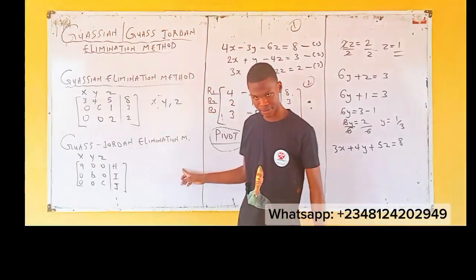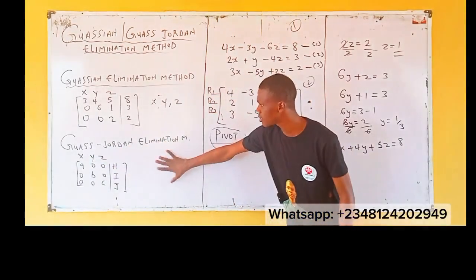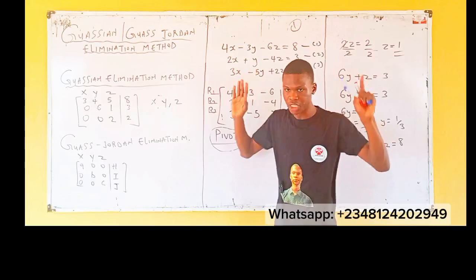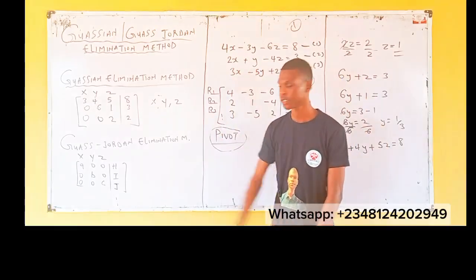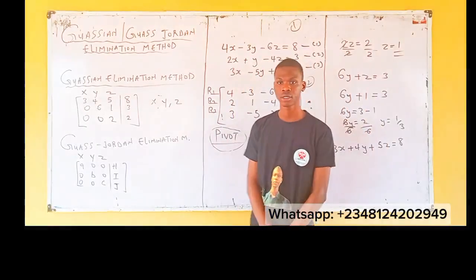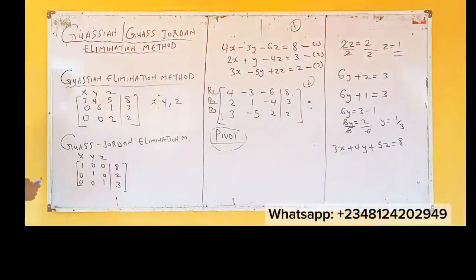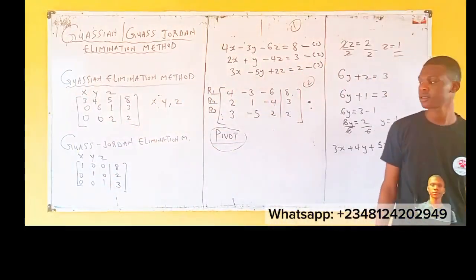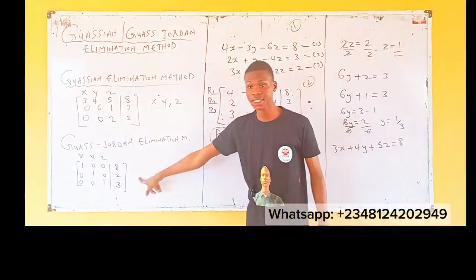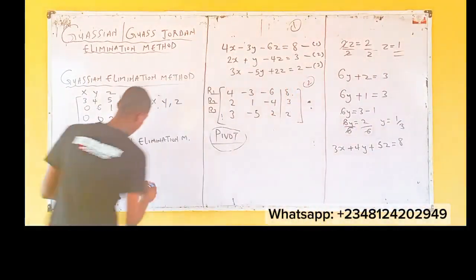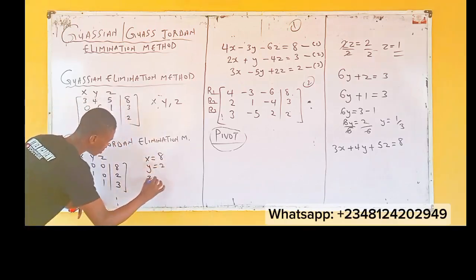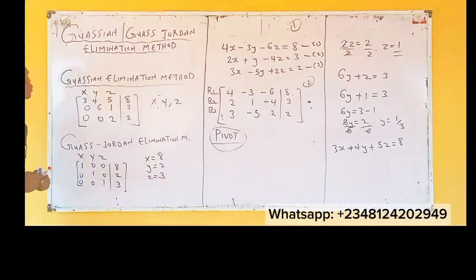But for Gauss-Jordan, looking at this matrix, this augmented form of matrix, automatically you already know the value of X, Y, Z. True or false? Looking at this augmented form of matrix, let me use numerical values. What's the value of X, what's the value of Y, what's the value of Z? X is 8, Y is 2, and Z is 3. Now, can you see the difference between the Gaussian elimination method and the Gauss-Jordan elimination method?